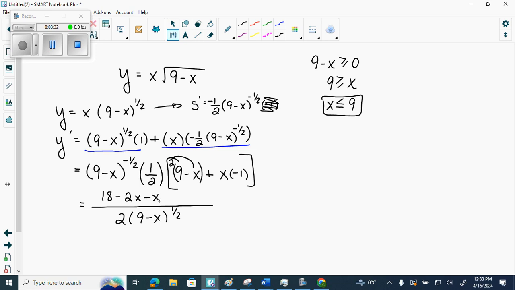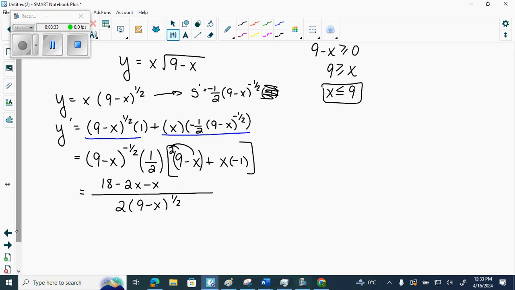Minus x. Thank you, everyone. So we get minus 3x plus 18 over 2 times (9 minus x) to the 1/2. What can I do to the numerator? Factor out a negative 3, and I'm left with x minus 6.